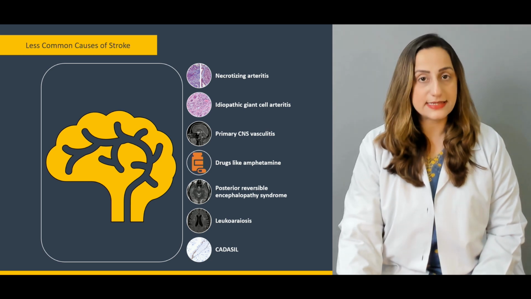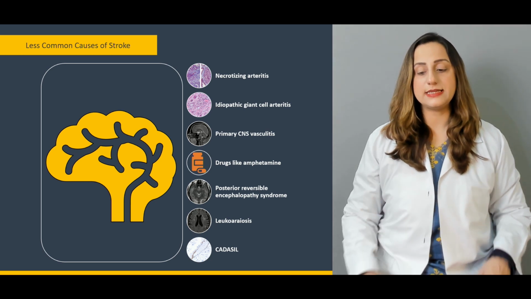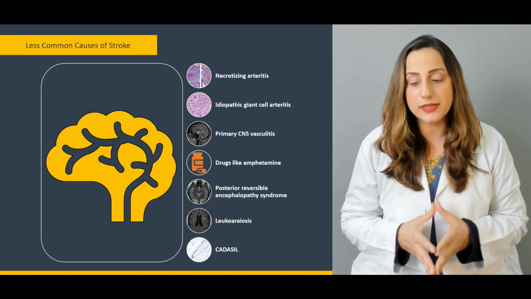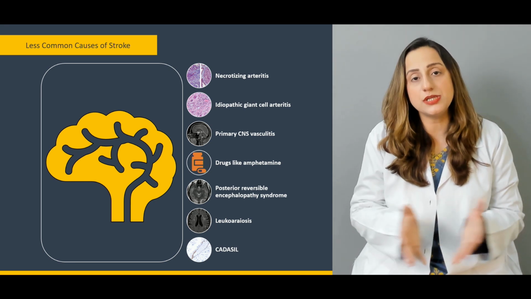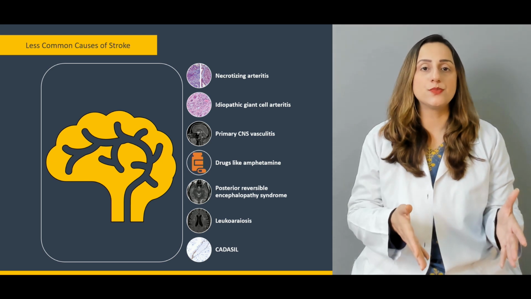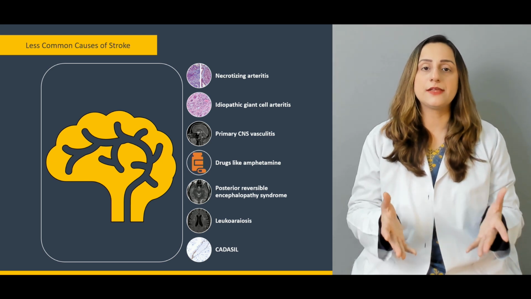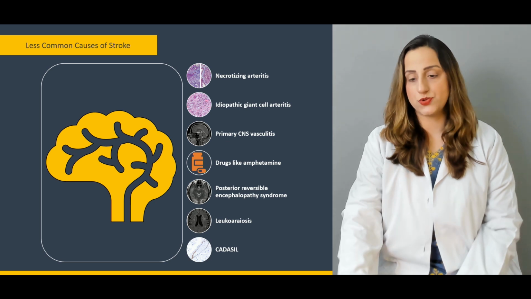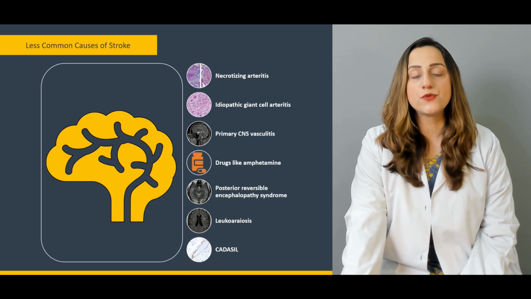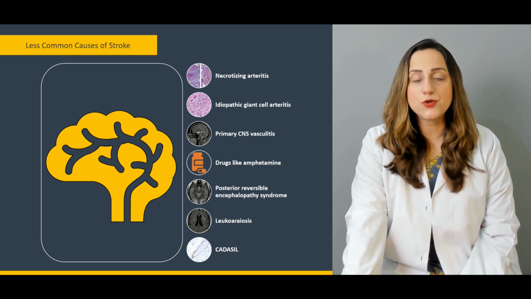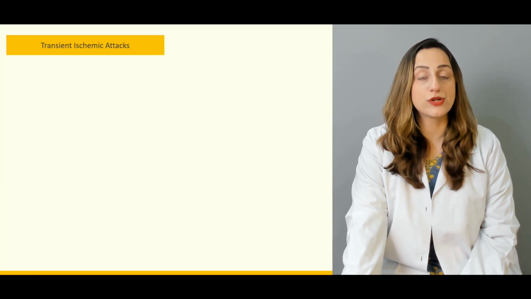Now, what is CADASIL? CADASIL is basically cerebral autosomal dominant arteriopathy. This is a syndromic condition which also makes the person more prone to the development of ischemic stroke. It's basically a genetic disorder involving chromosome 19, making the person prone to the development of ischemic stroke later in life.